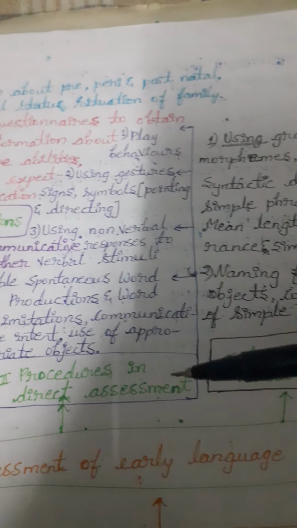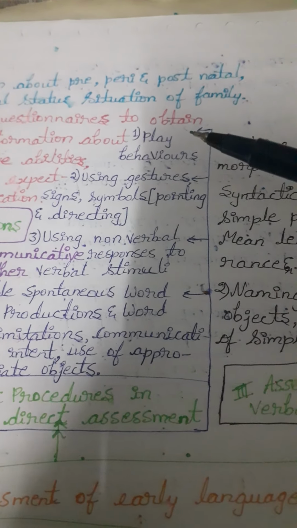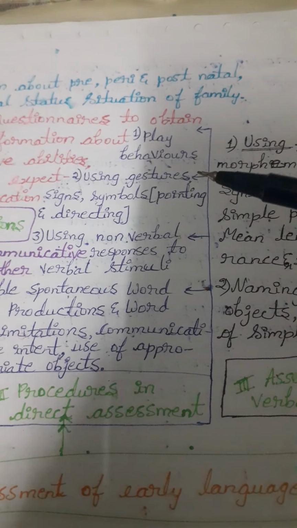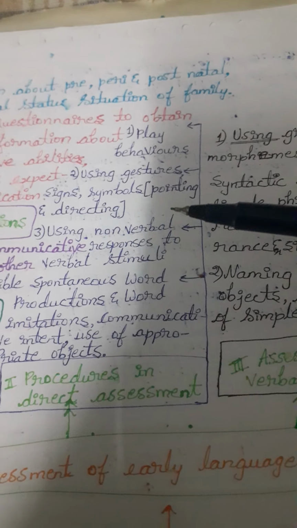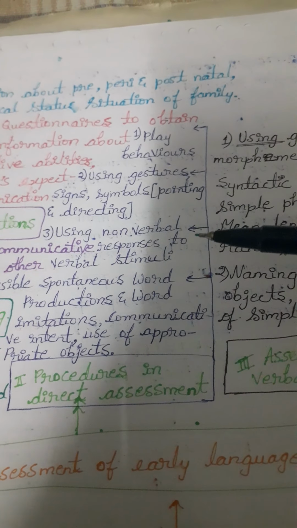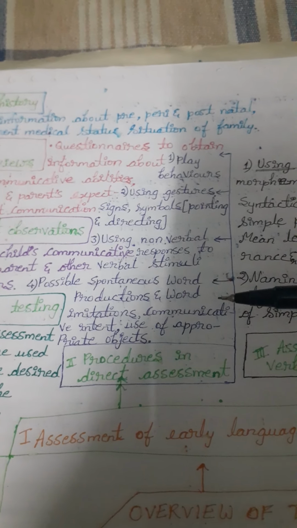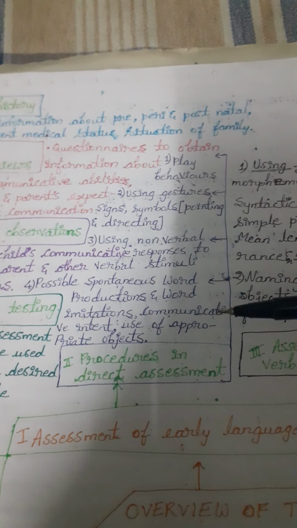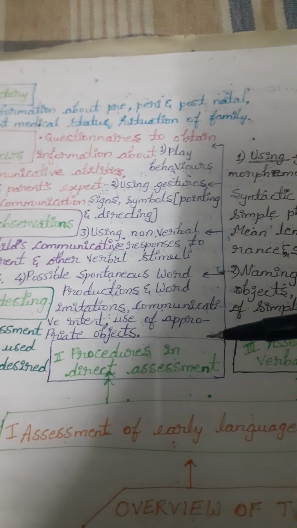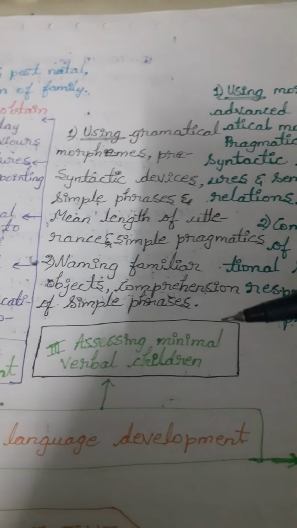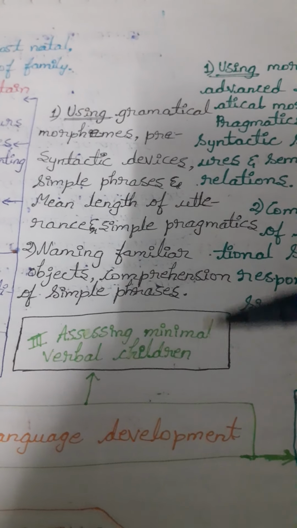Second point is procedures in direct assessment. It consists of play behaviors using gestures, signs, symbols like pointing and directing, using non-verbal responses to verbal stimuli, possible spontaneous word productions and word imitations, communicative intent, and use of appropriate objects. Third point is assessing minimal verbal children.